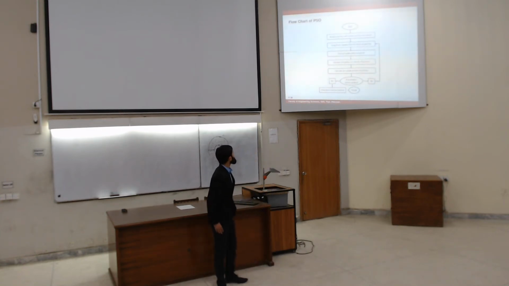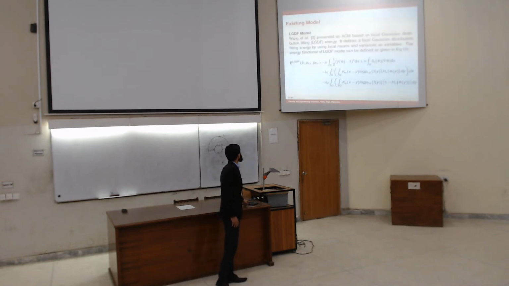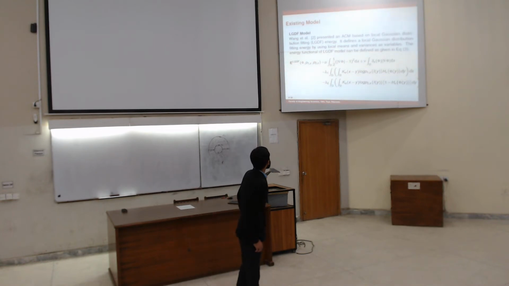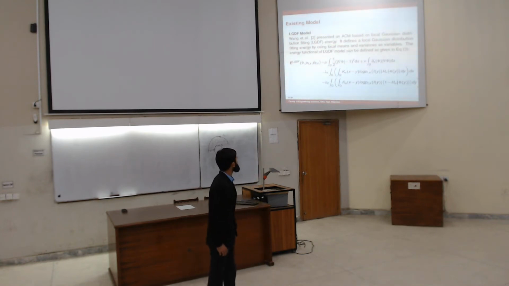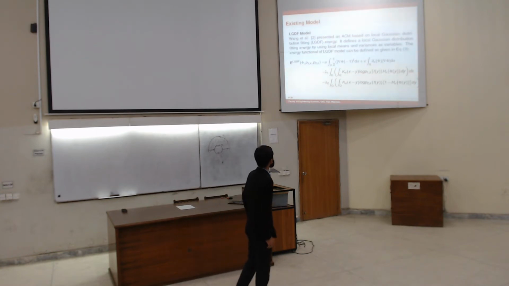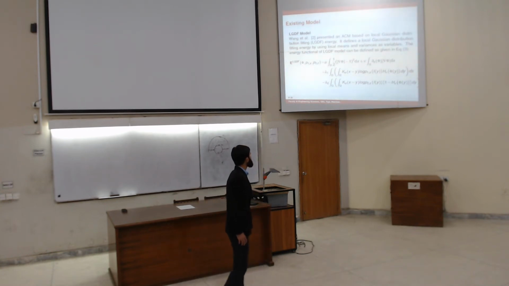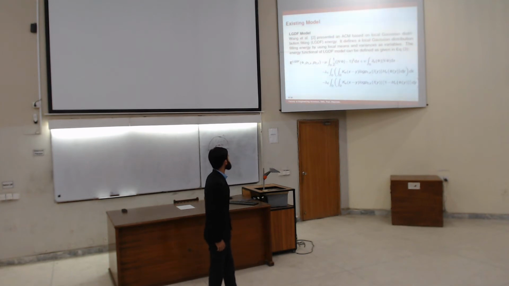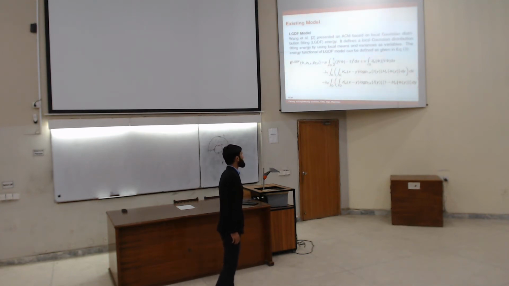This is the flow chart of particle swarm optimization. Next, the existing model, the LGDF model. Wang et al. presented an active contour model based on local Gaussian distribution fitting energy. It defines a local Gaussian distribution fitting energy by using local means and variances as variables.